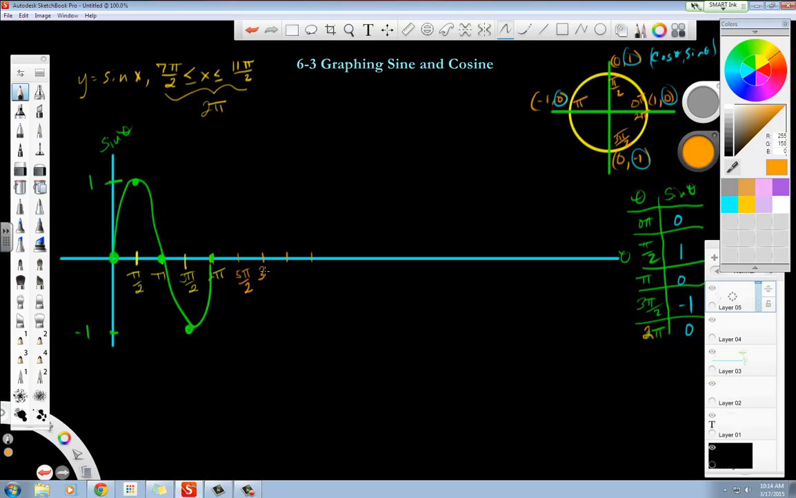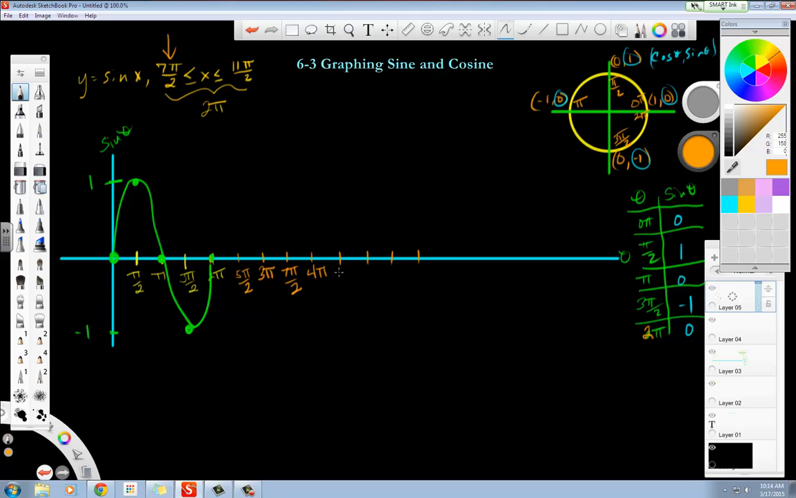3. So that's 3 pi. So that's 6 halves, 7 halves. Now that's this one, right? Now we're getting somewhere. 8 halves, which is 4 pi. Let's keep going. Let's go out another 4.